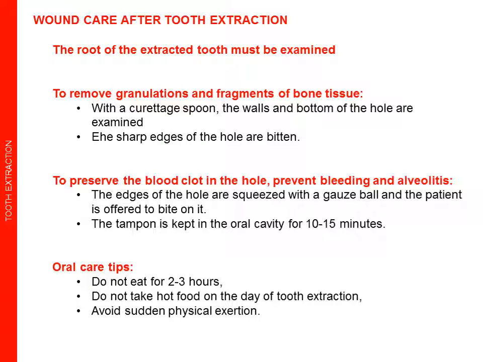The root of the extracted tooth must be examined to make sure that it is completely removed. To remove granulation and fragments of bone tissue, we will use a small surgical spoon, a curette spoon. The walls and bottom of the hole are examined. The sharp edges of the hole are smoothed.